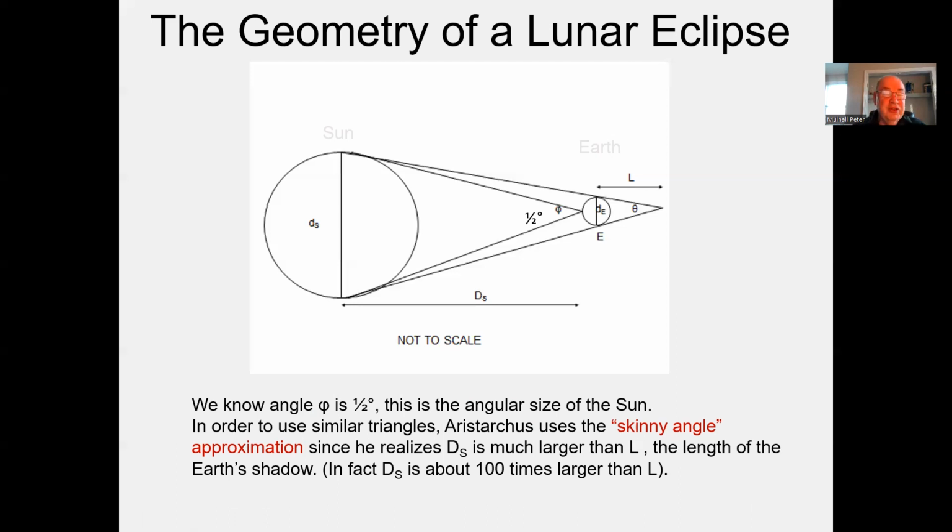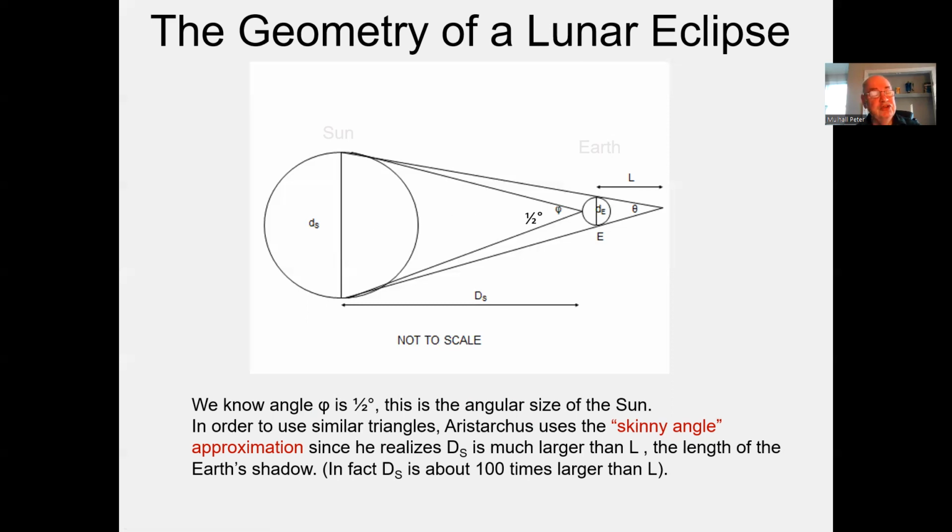He knows the base of the cone. The base of the cone is the diameter of the Earth. Okay, here's the base of the cone here. He wants to know the other geometric properties of this cone of shadow. He wants to know its length, which he calls L, and he wants to know the apex angle theta. And here we use the skinny angle approximation. Aristarchus realized that this distance here is small. Even as long as the length may be, this distance is small compared to how far away the sun is.